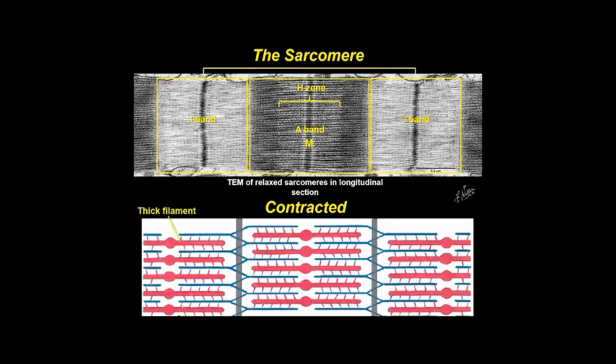Interdigitation of thick and thin filaments allows sarcomere contraction, whereby actin filaments slide along myosin filaments. A bands remain unchanged in length, I bands shorten, and H zones are narrowed.